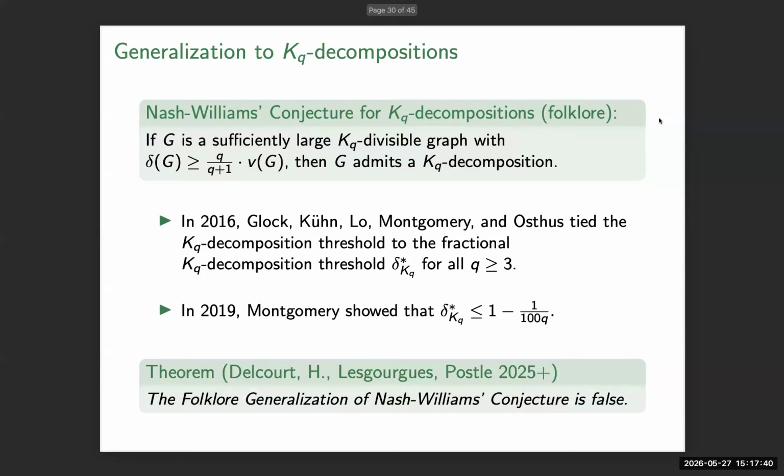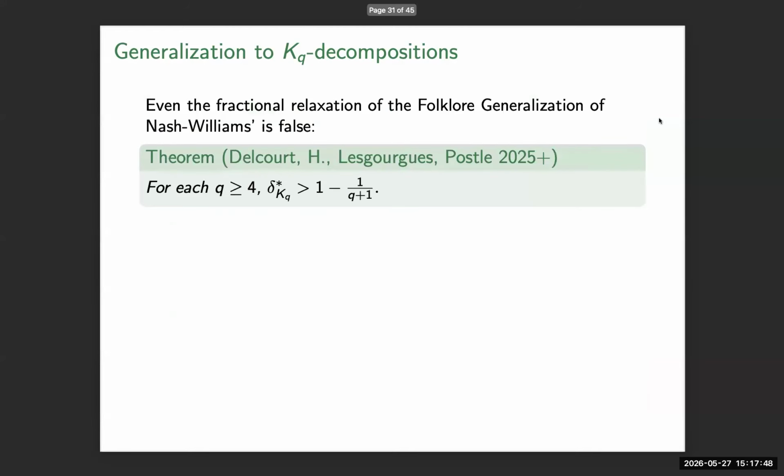Unfortunately, though, we actually showed that the folklore generalization of the Nash-Williams conjecture is false. It's just not true. Even worse, even the fractional relaxation of the folklore generalization is false. So in particular, we showed that for every Q at least 4, that fractional threshold is strictly greater than the conjectured bound.